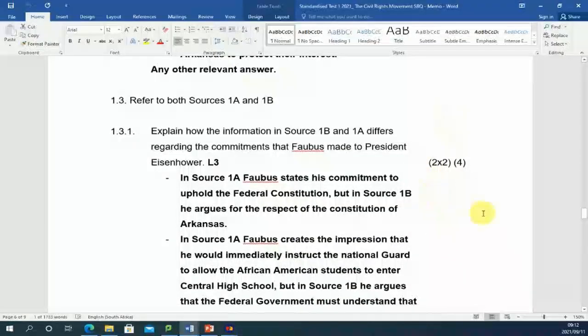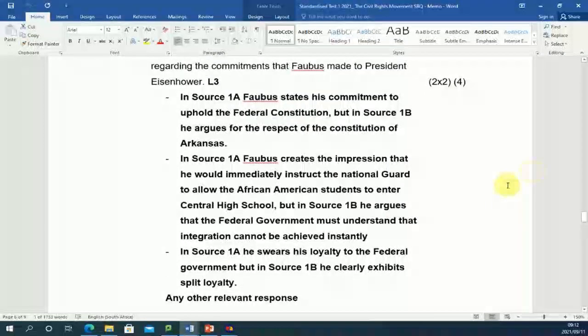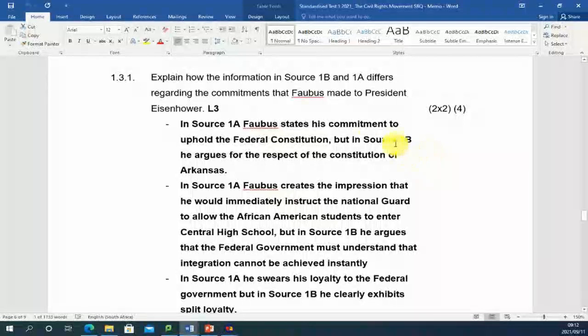Alright, so referring to sources A and B, so we're now making a comparison between the sources, okay? Explain how the information in source 1B and 1A differs. So we're looking at what the difference is between them regarding the commitments that Forbes made to President Eisenhower. Alright. So, in source 1A, now remember when we're doing the comparison, okay, 1A and 1B, that's 2 marks.